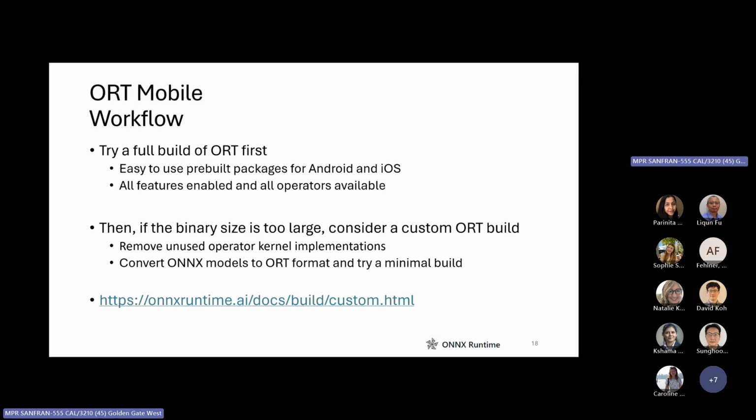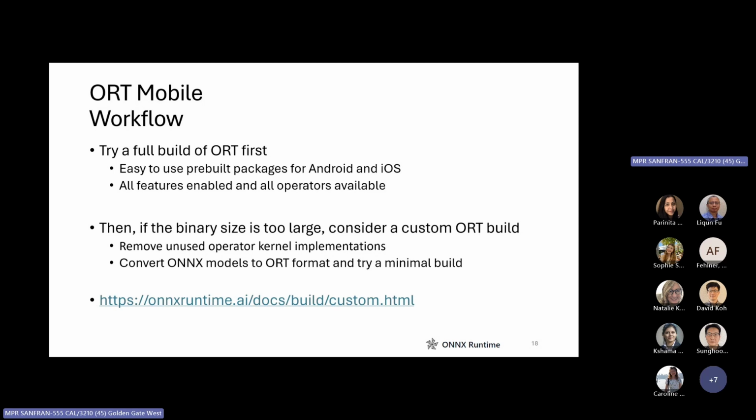So how you might use these features is, first you would probably want to start with a full build of ORT. It's the path of least resistance. There are already pre-built packages for Android and iOS, which should be fairly easy to consume. These full build packages have all the features enabled and all of the operators available. So it should be easiest to get something up and running with that. And at that point, if everything looks good, then you're good.